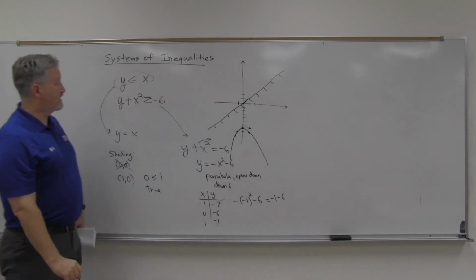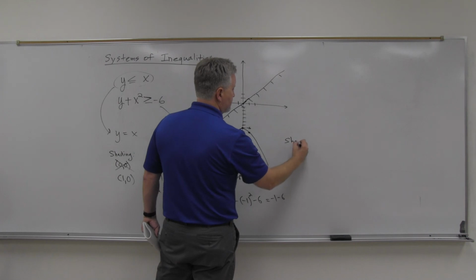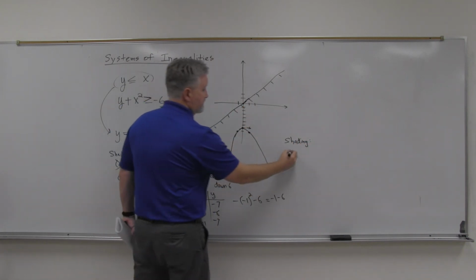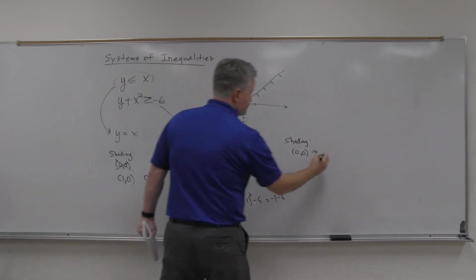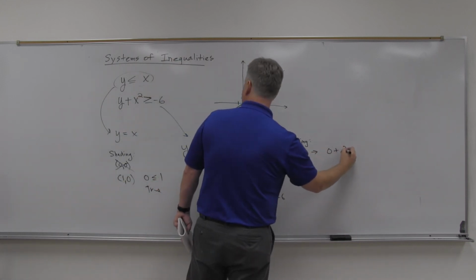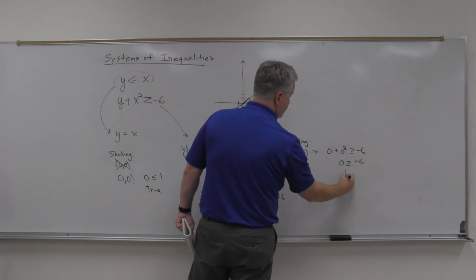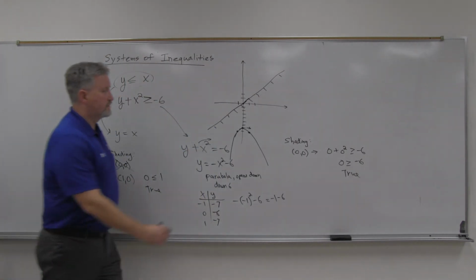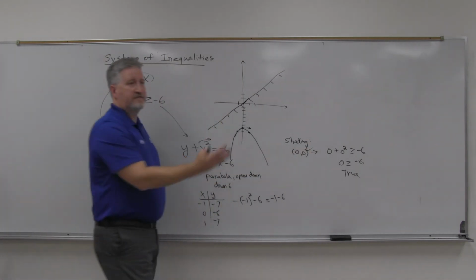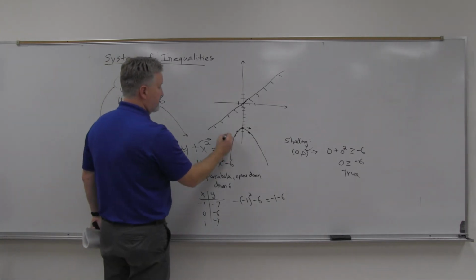Looks like that, and then the shading. For that one, I could check 0, 0. 0 plus 0 squared, is that greater than -6? Yes, it is. So 0, 0 works. So I'd shade the side with 0, 0, and so that's, again, outside the parabola.